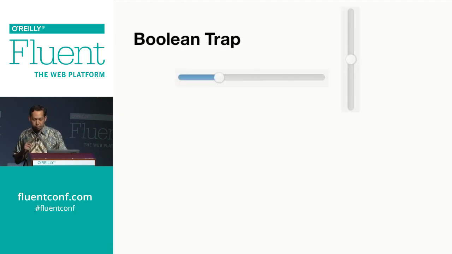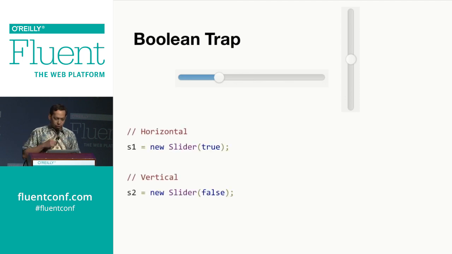My favorite is Boolean trap. Anyone heard about Boolean trap before? All right, that number should increase next year. So here's the thing. When you create a slider, you only have 2 choices, right? Either horizontal or vertical. Anyone ever seen diagonal slider here?